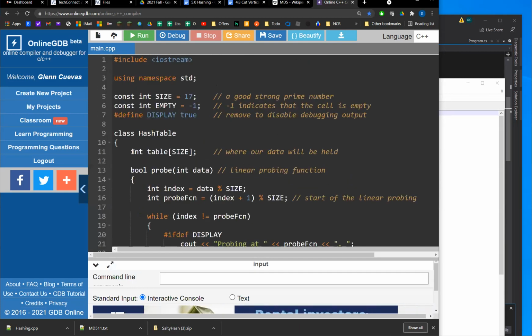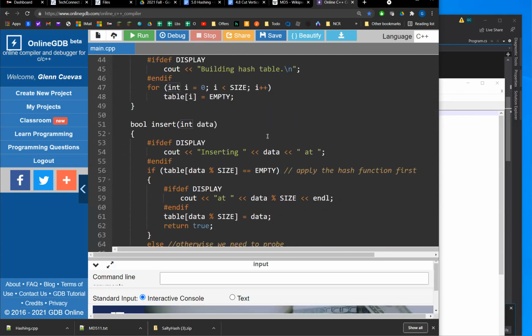Okay, so here is our hash table. So class hash table. Here is our array. This is where the values will actually be stored. If this is a key value pair, then we just need to change the data type of the table to support the key value pair, so we can have the key and the value stored in there.